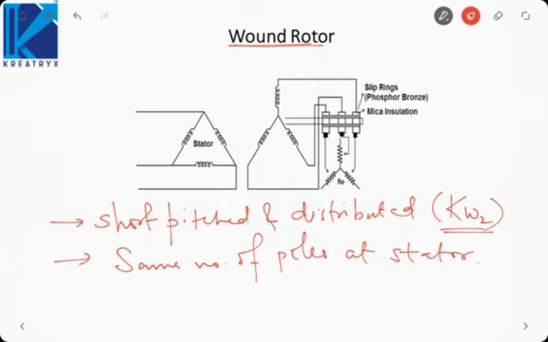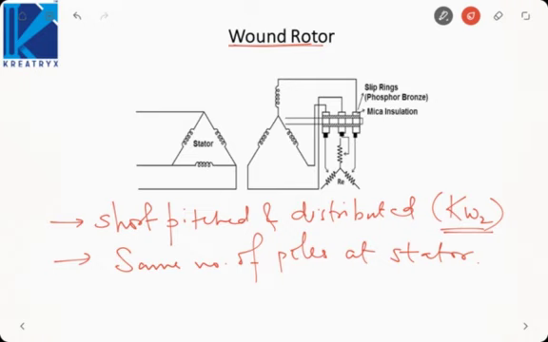But in case of wound rotor, if we change the stator number of poles, we have to rewind the rotor also to adjust to the same number of poles. But in case of squirrel cage, no rewinding is necessary. The poles will automatically adjust. So that is one of the disadvantages of the wound rotor induction machine, that we have to manually adjust to the same number of poles as the stator.